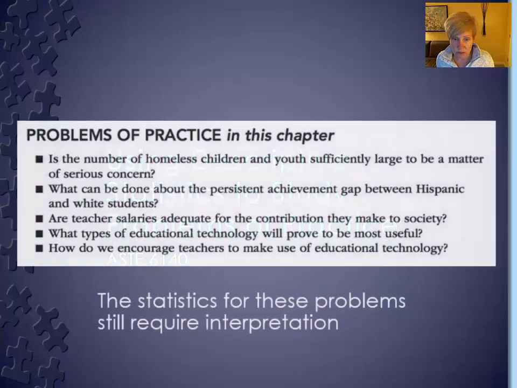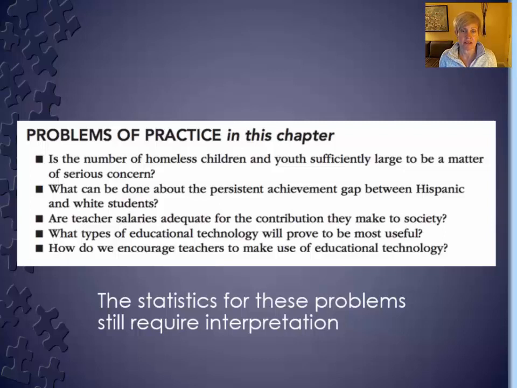So like always at the beginning of the chapter, there's the problems of practice. They give you 5 this week, and it's hopefully to get you thinking about some of the current types of things going on in education. This week they put these 5 out, and I think as you read through each one of these, you can say, yes, I've heard a statistic about that.